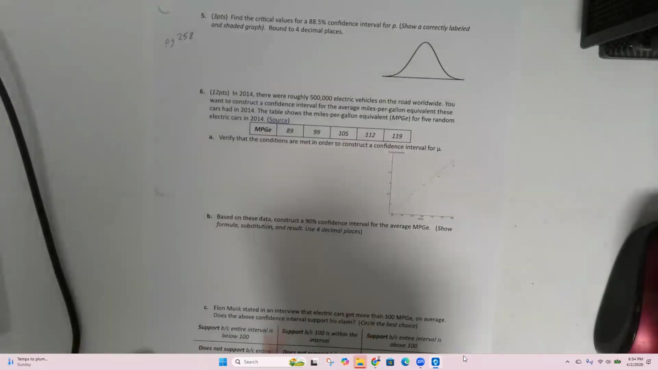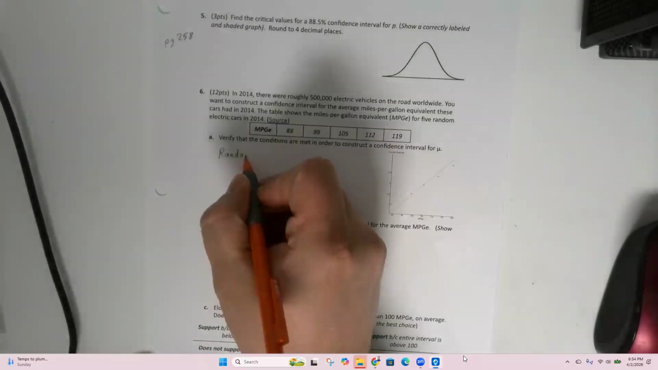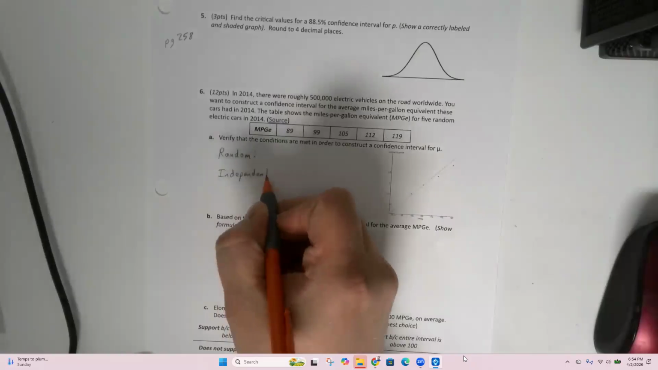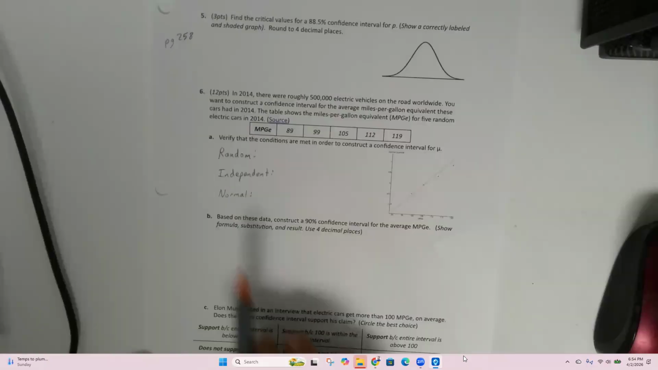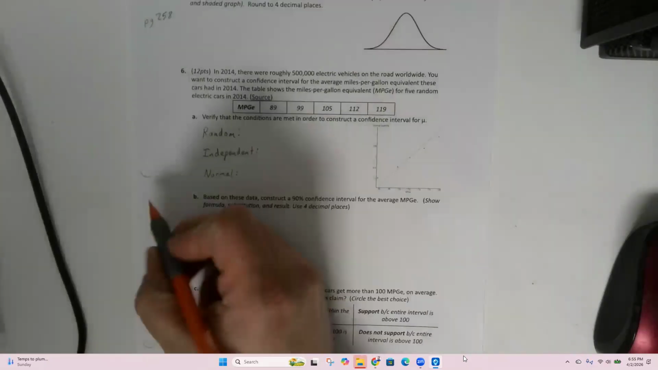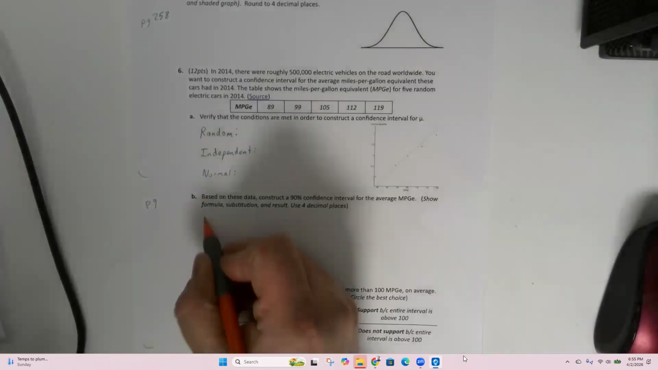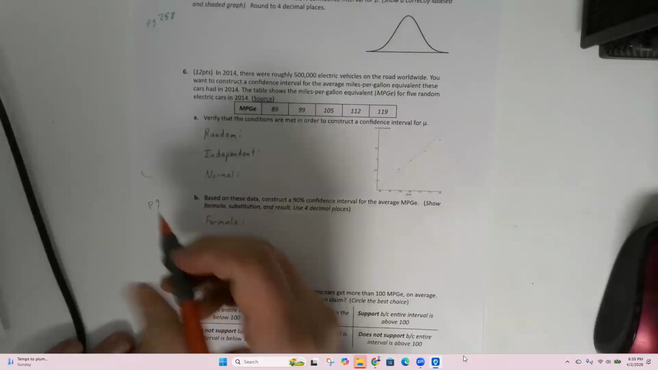Verify the conditions are met in order to construct a confidence interval. You need to make sure that it is random, independent, and normal, right? Based on these data, construct a 90% confidence interval. What page do I look at for that? What page do I go to? Because I'm going to need the formula. What page is my formula on? Formula, substitution. Yeah, you guys got it.